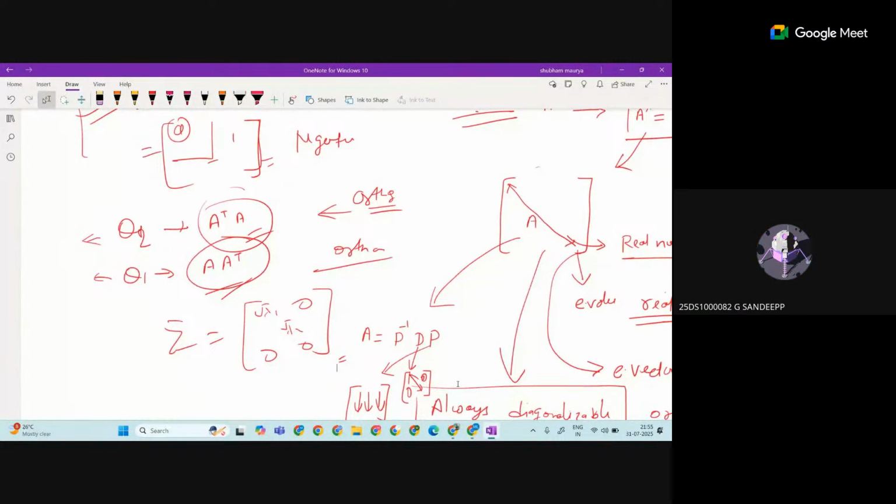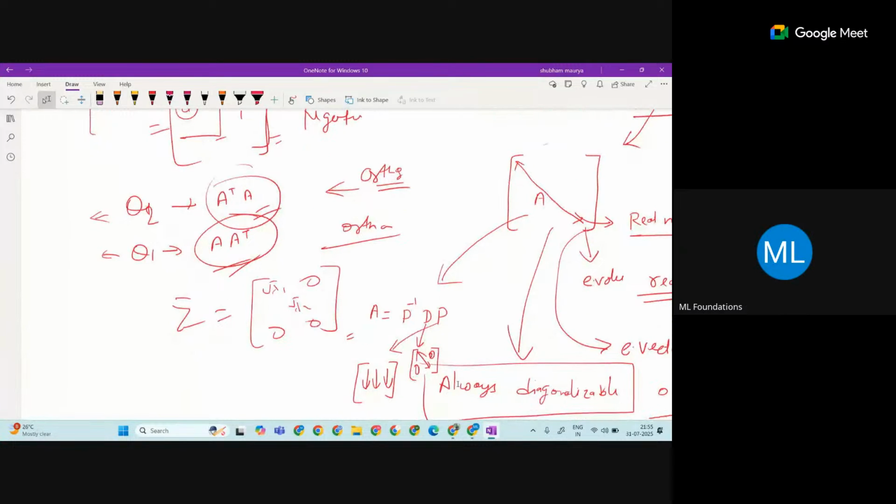Finally, just verify. Always verify that Q1 sigma Q2 transpose gives A or not. Otherwise, you have to check yourself. So please always verify it.